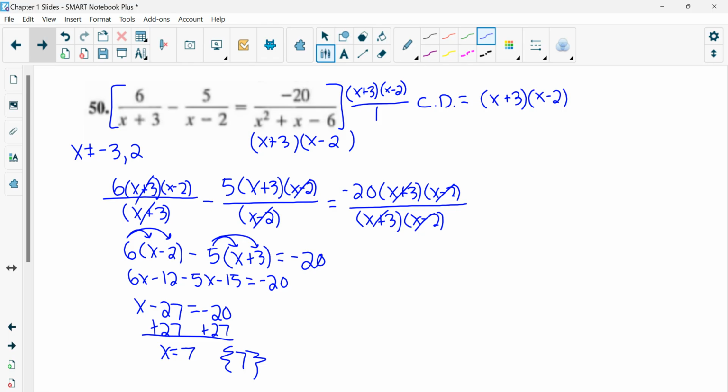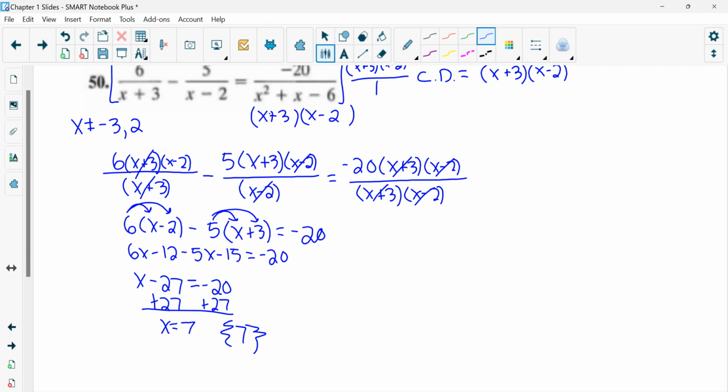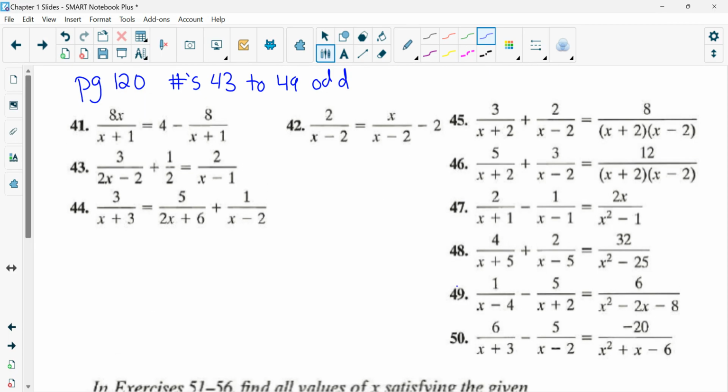All right, everyone got this? All right, you are working right now on page 120, numbers 43 to 49. Some of them you're going to have to factor first. Some of them you will not have to. Make sure you are writing your restriction, because remember, if your restriction matches your answer, then it's no solution or the null set. Okay, so you have about 15 minutes or so to work. I expect you to be working on it.